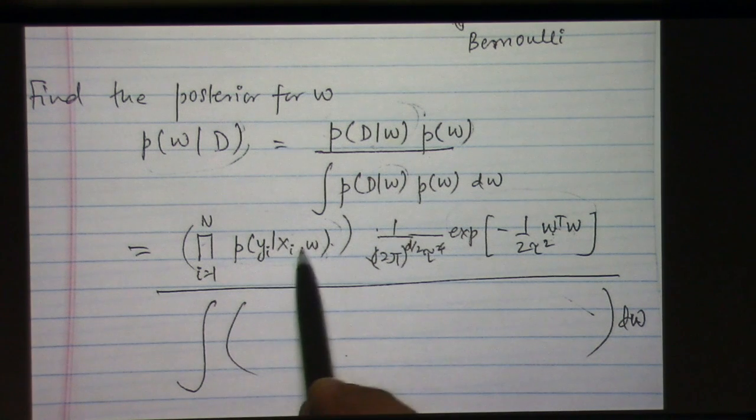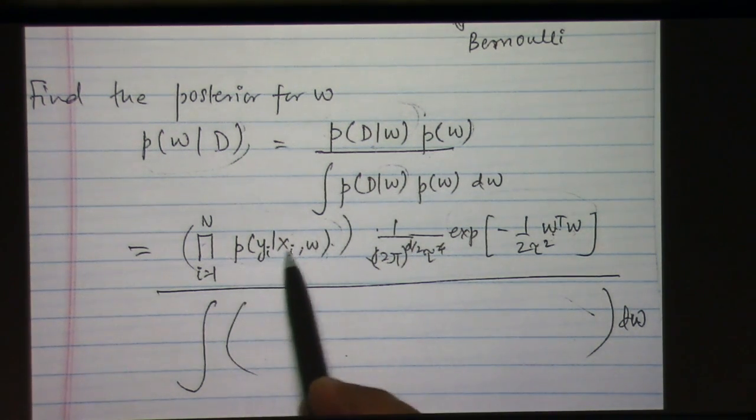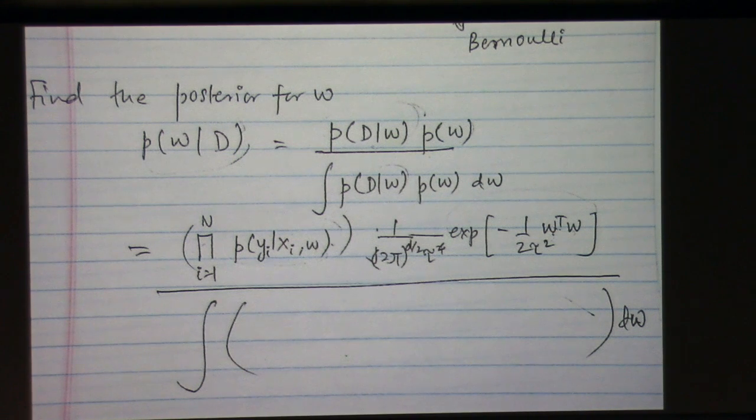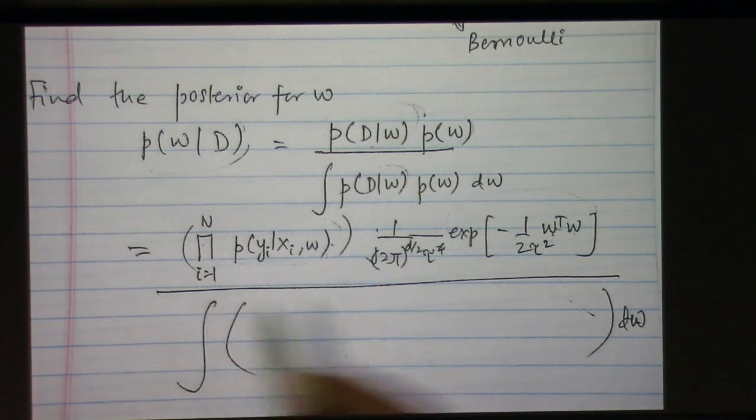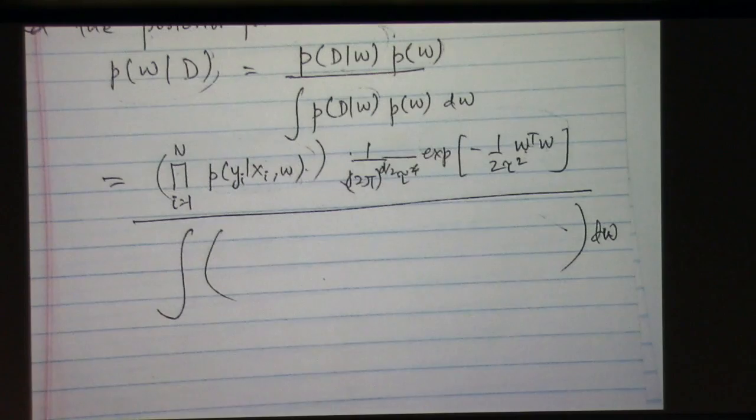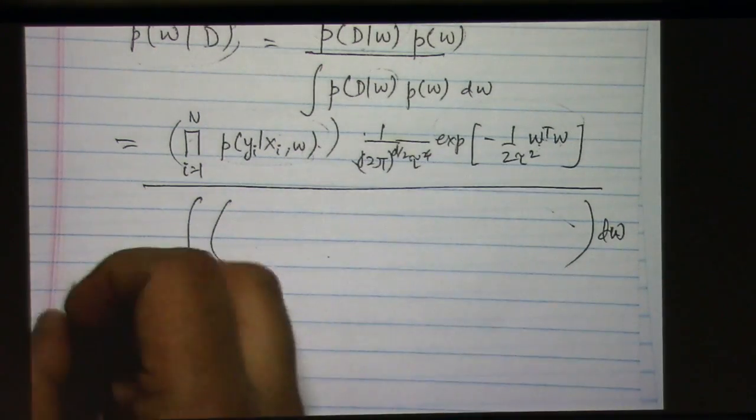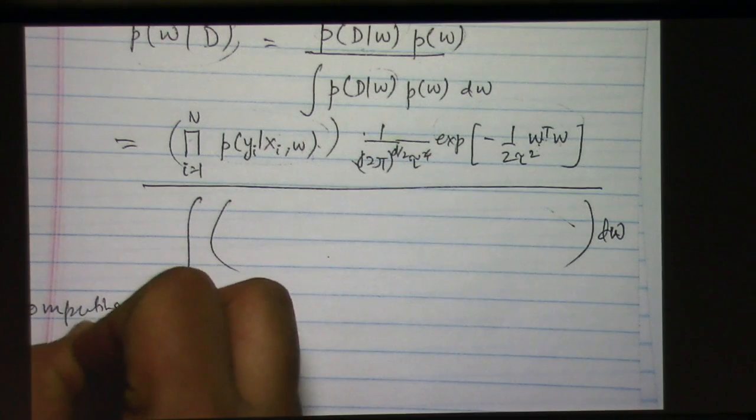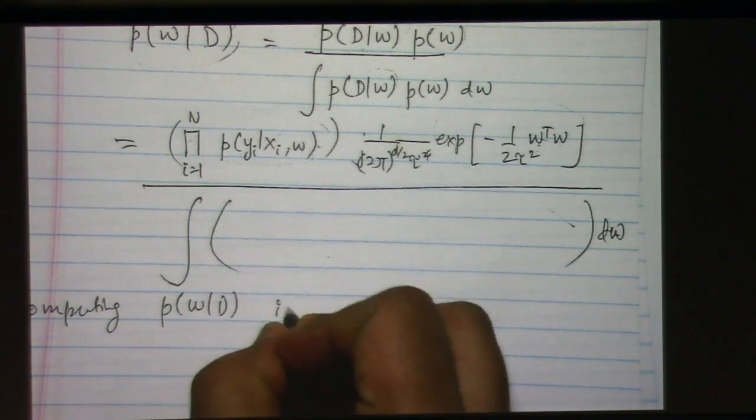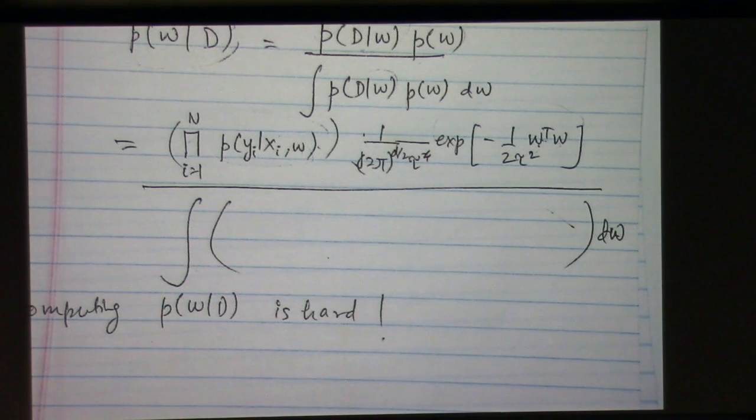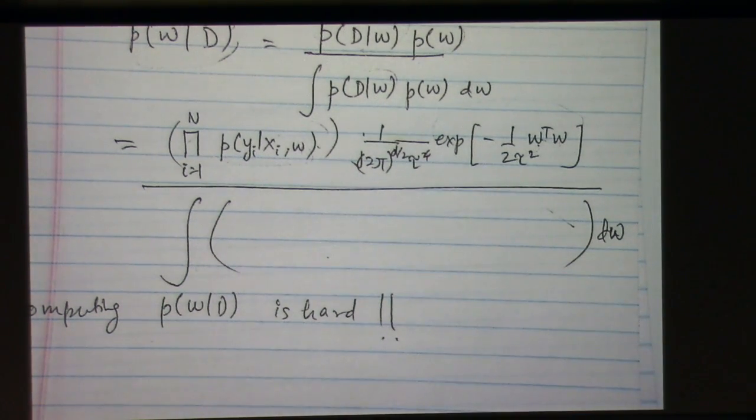Because remember, the likelihood of yi given xi and w is theta I raised to power yi times 1 minus theta I raised to power 1 minus yi. And the w is inside that theta I. So it is hidden inside an exponent, raised to a power. Just crazy. That's why computing the posterior is very hard. In fact, writing this itself is a pain. So computing P of W given D is hard. Put extra emphasis.